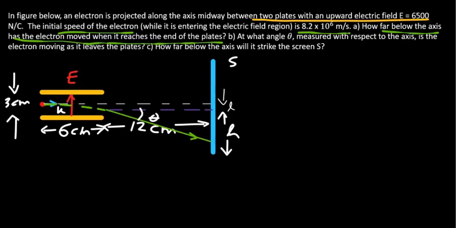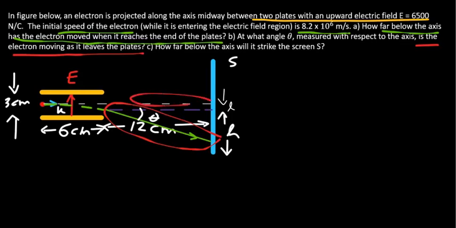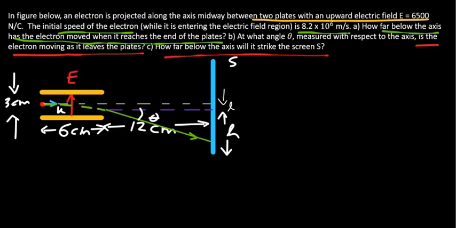Part B says at what angle theta, measured with respect to the axis, is the electron moving as it leaves the plates? So that is the angle between that straight path and the axis. The axis is horizontal, so we can measure the angle also with respect to that purplish dotted line. So that is the theta that we want to calculate. And finally, how far below the axis will it strike the screen S? So this entire distance, little l plus little h.